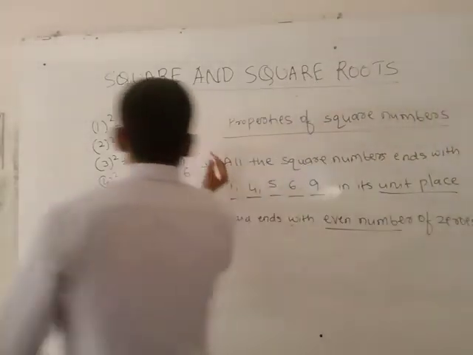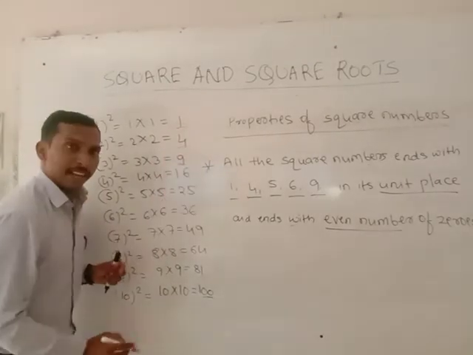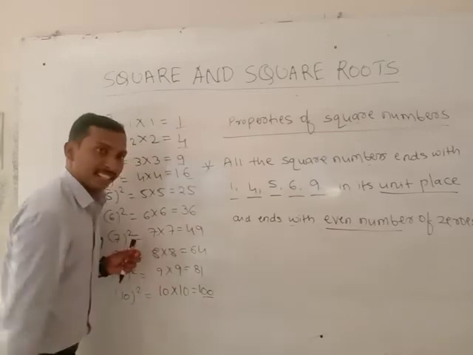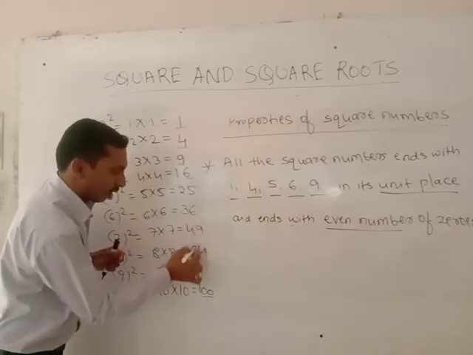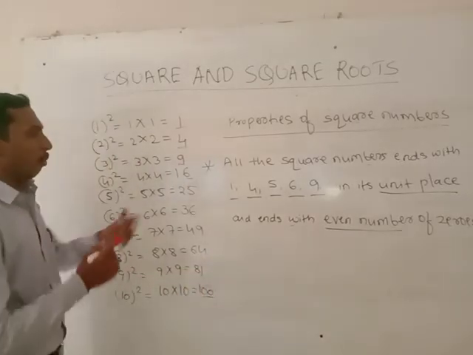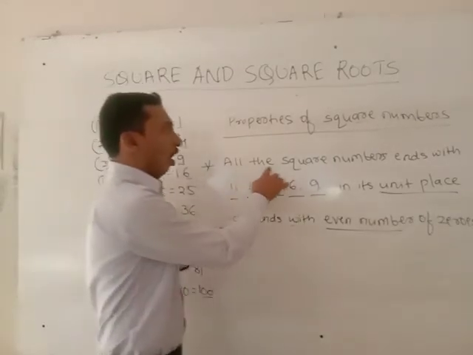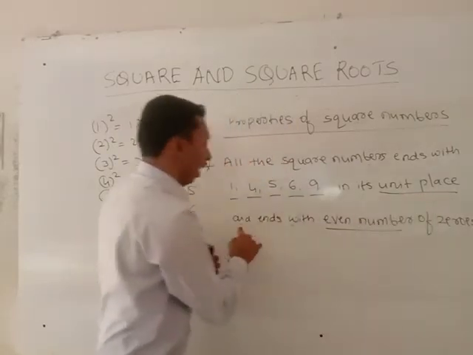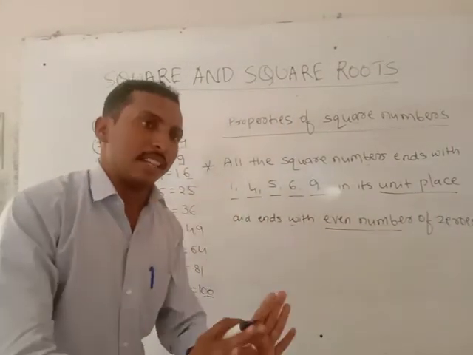Look here, this is the unit place, 9 is in the unit place. Here in 16, 6 is in the unit place. So these are the digits in the unit place, and now we have to concentrate on the unit place digits. Now all the square numbers end with 1, 4, 5, 6, 9 in the unit place and end with an even number of zeros.